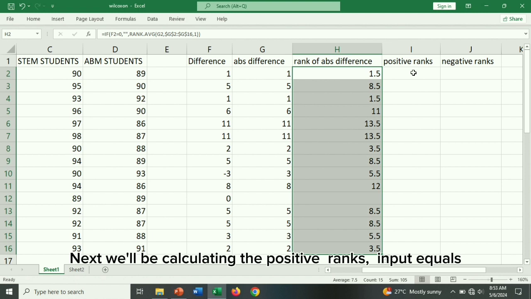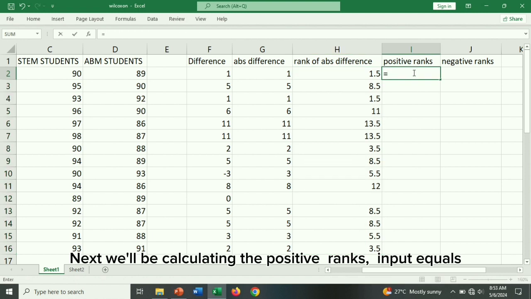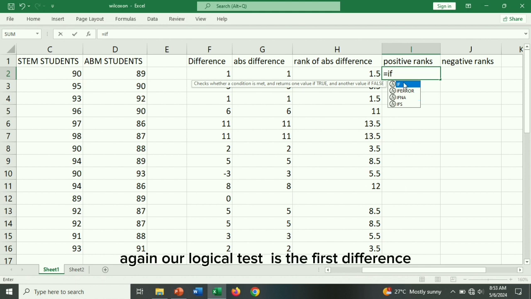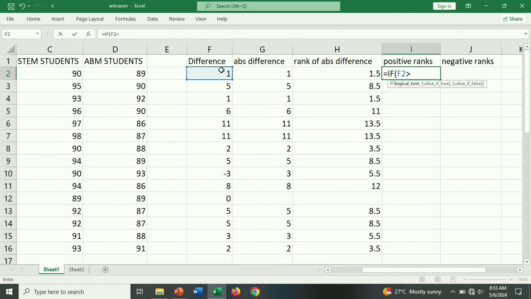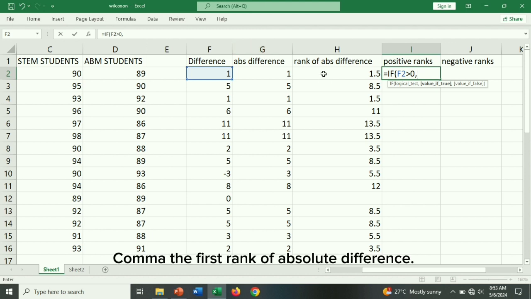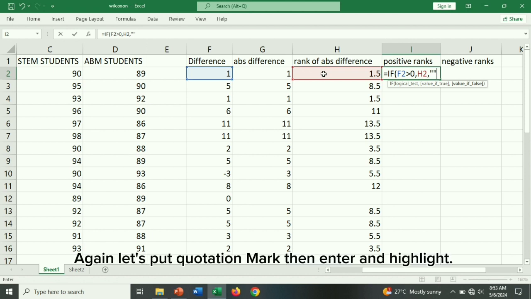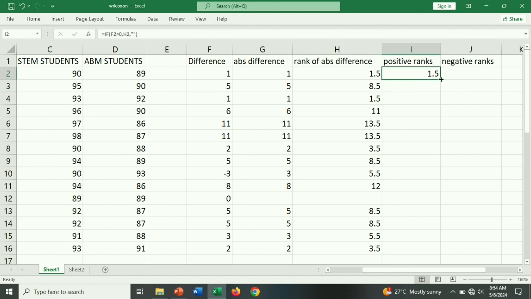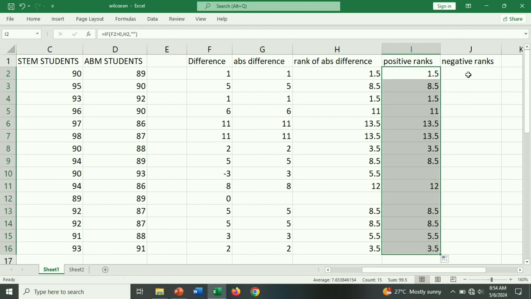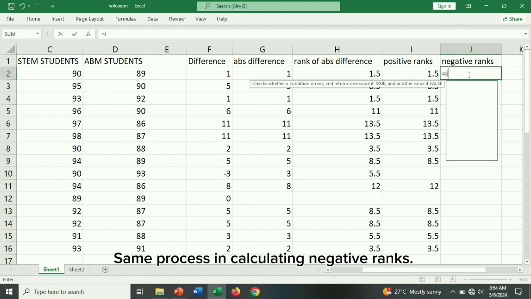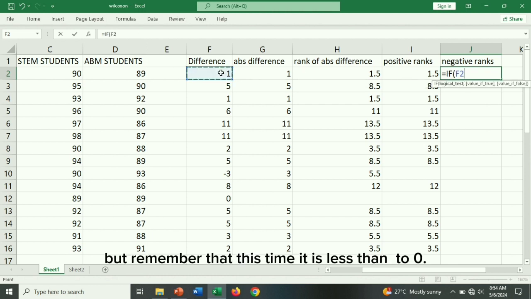Next, we'll be calculating the positive rank. Input equals. Then IF, again, our logical test is the first difference is greater than 0, comma. The first rank of absolute difference, and the value if true or false. Again, let's put quotation marks, then enter and highlight. Same process in calculating the negative rank, but remember that this time it is less than 0.